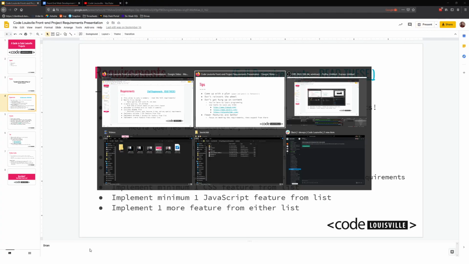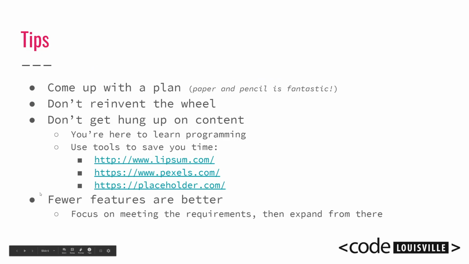Let's see, where am I? And then my final tip is that fewer features are better, at least right now. It is very easy to come up with this grand and glorious idea that has 27 features and things you can do. But we're in a 12-week class, and we're already about a quarter of the way through it. So start small. Build something simple, something basic, meet the requirements.